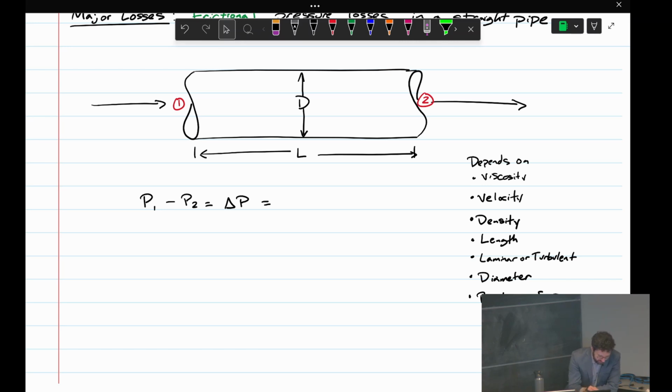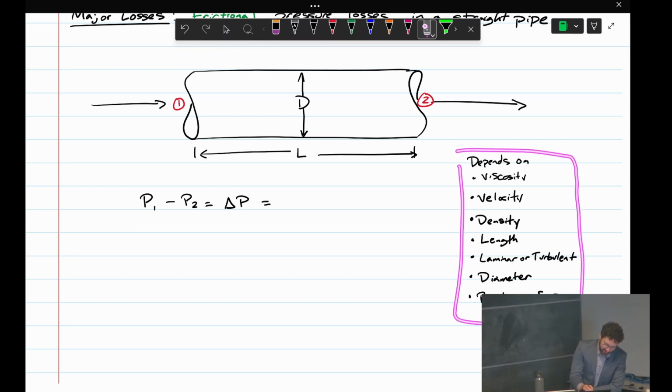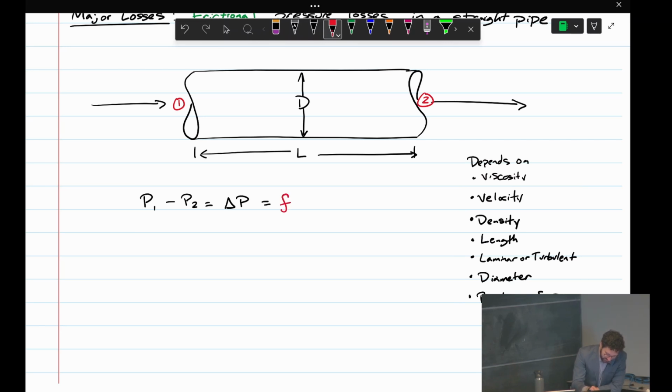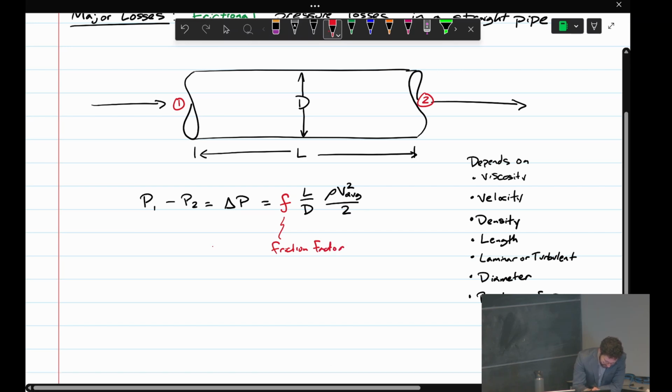Now I'll give you the equation. By the way, the form of this friction factor we're going to talk about today can be derived by Buckingham pi theorem by looking at all of the things we just brainstormed. I'm not going to do that today. So the pressure drop is f, where f is the friction factor, times L over D times rho V average squared over 2. What we're going to look at today is the friction factor, named after someone called Darcy. So, the Darcy friction factor.